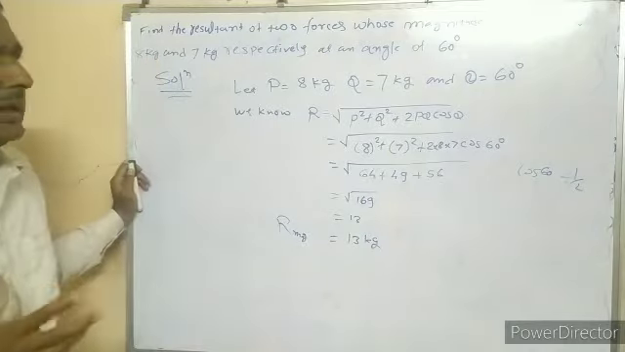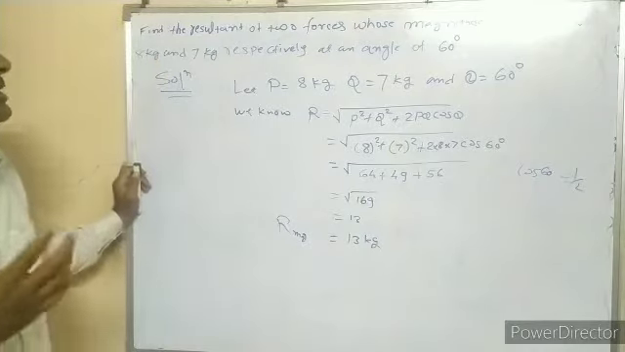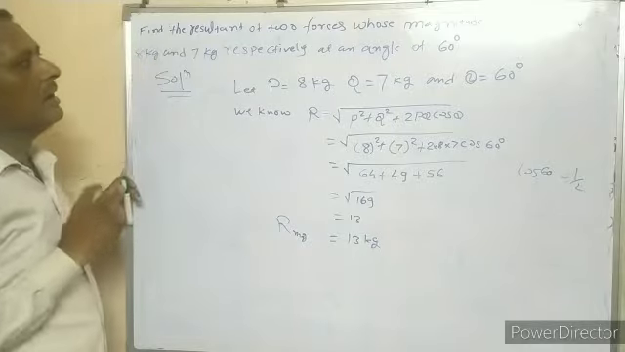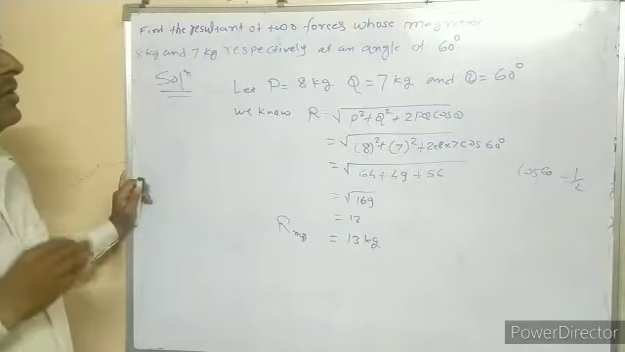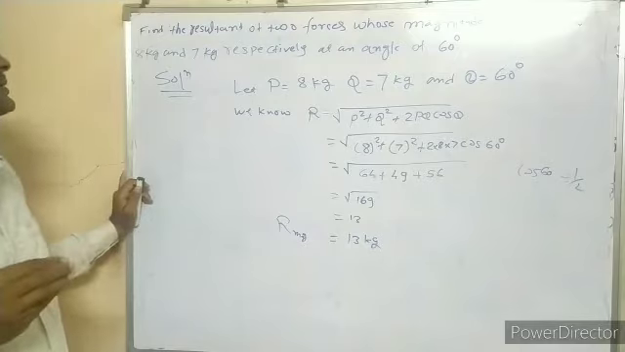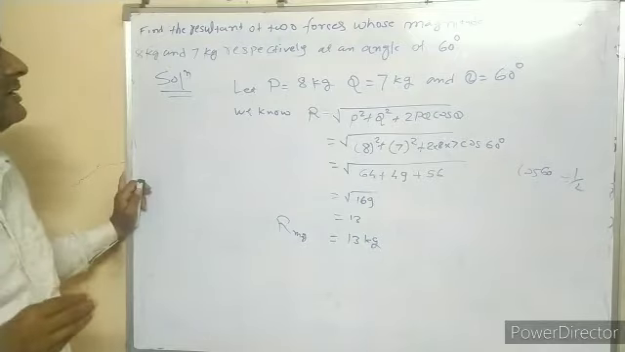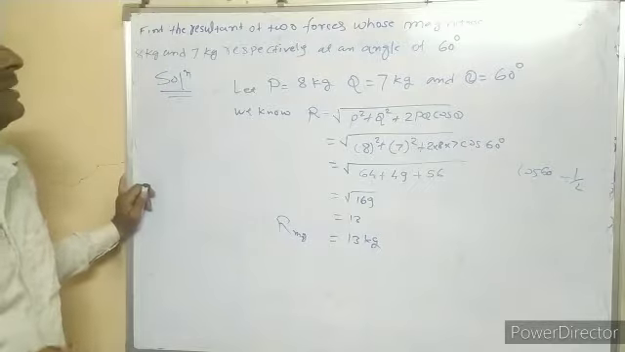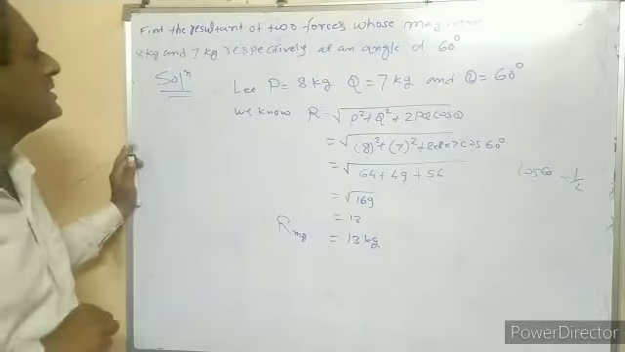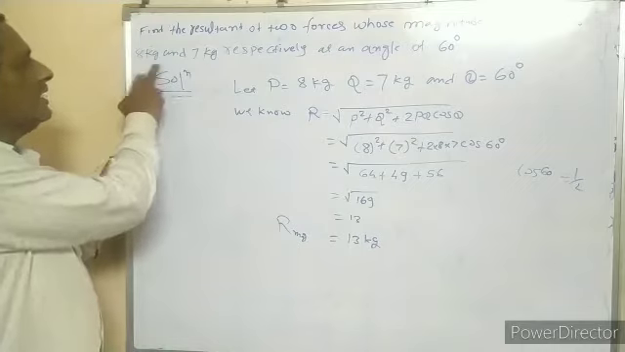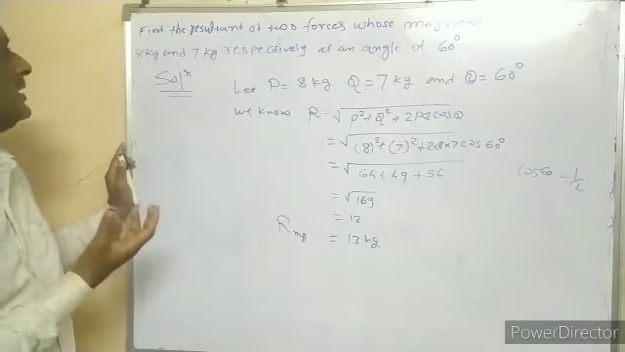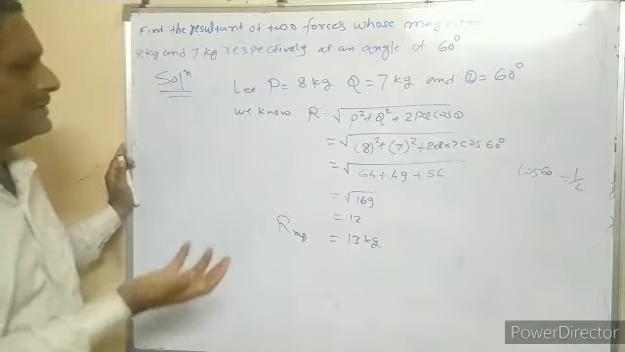Now we see the actual examples. Consider the example: find the resultant of two forces whose magnitudes are 8 kg and 7 kg respectively, at an angle of 60 degrees. Here there are two forces, one is 8 kg, another is 7 kg. These are actually weights. You know what a kg is?